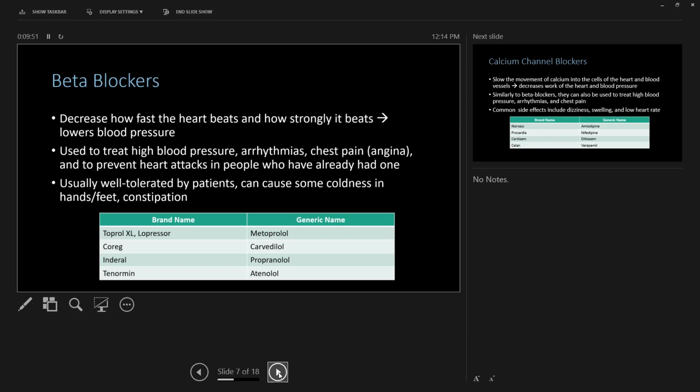So well-tolerated drugs, and they work basically by decreasing how fast and how strong your heart beats, which by doing so kind of decreases blood pressure that way.